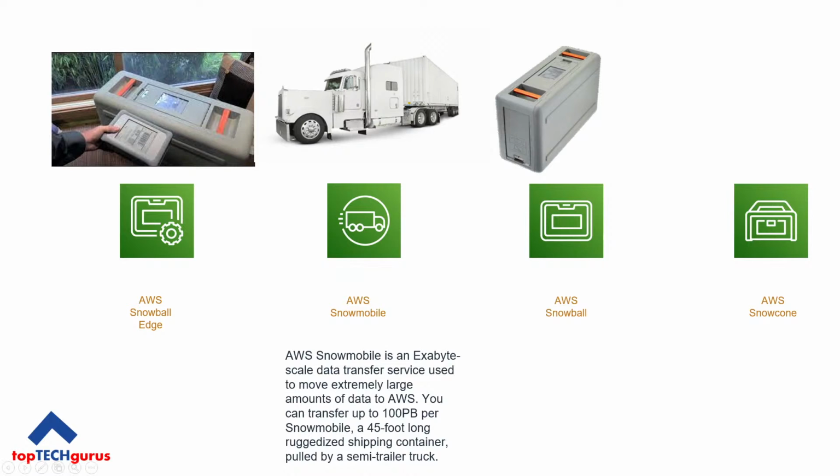So that is the use of Snowball and Snowball Edge. That's where you have storage on premises, but then to transfer it over to AWS, you just physically store it in that device, and then ship it over to Amazon using FedEx or UPS, and then Amazon puts the data online.